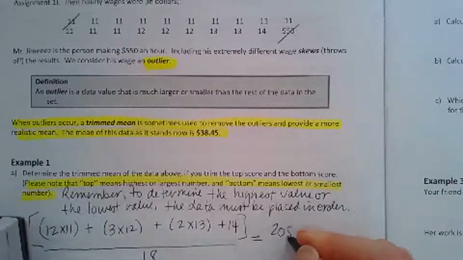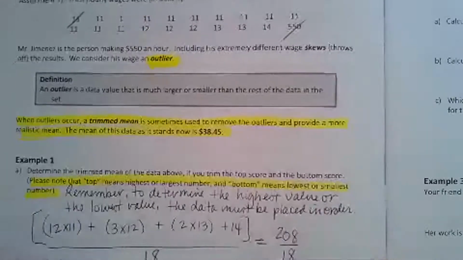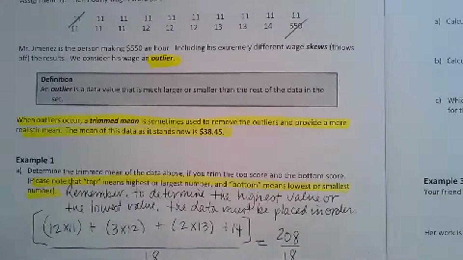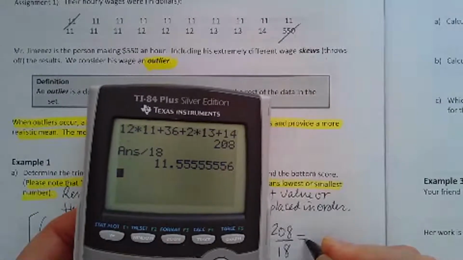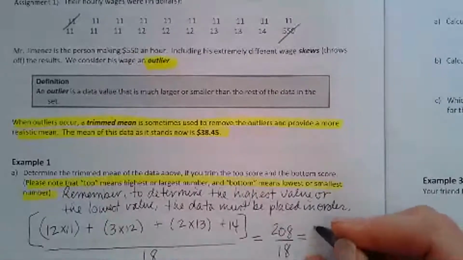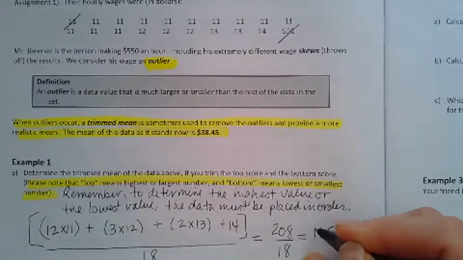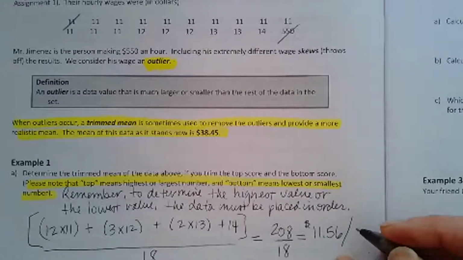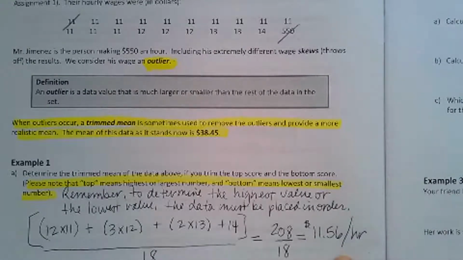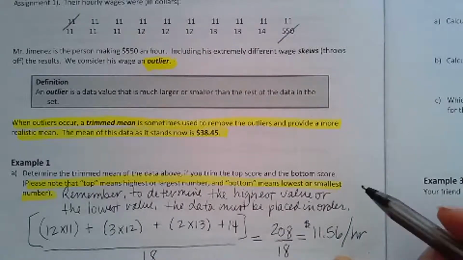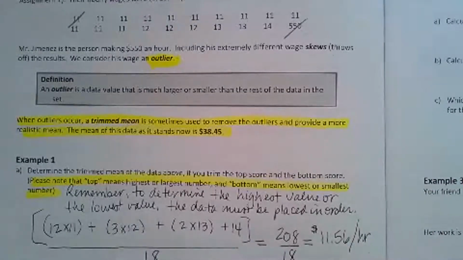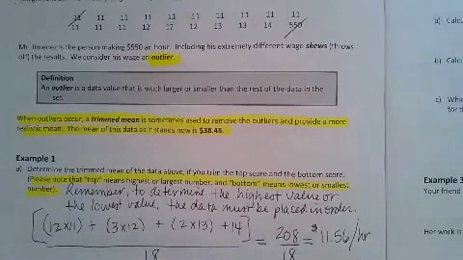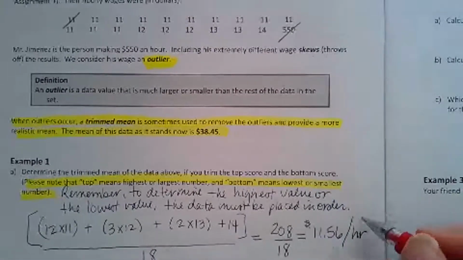I get 208 on the top and 18 on the bottom. So that gives me, you can see this, 11.56, I guess, if I rounded properly. $11.56 per hour. That's a much better hourly wage than the previous one of $38.54, right? This is far more representative. This is a better answer. So you can see why trimmed means are used.